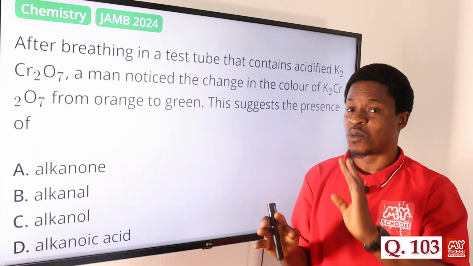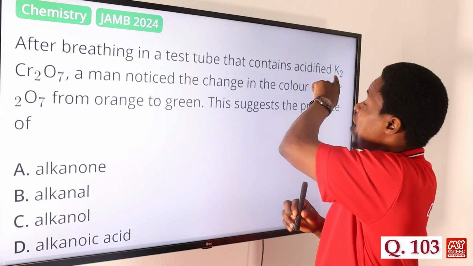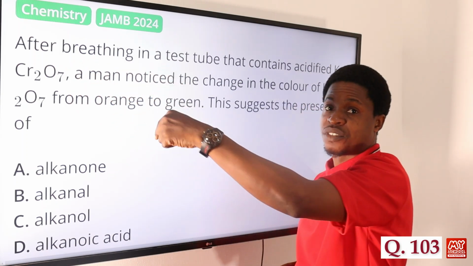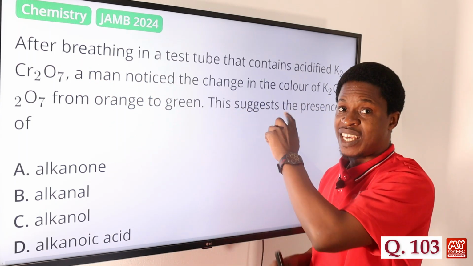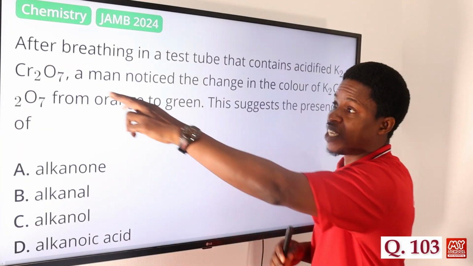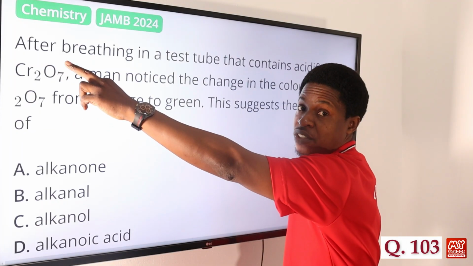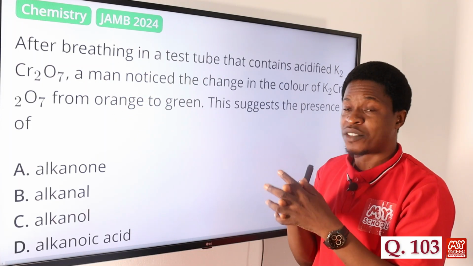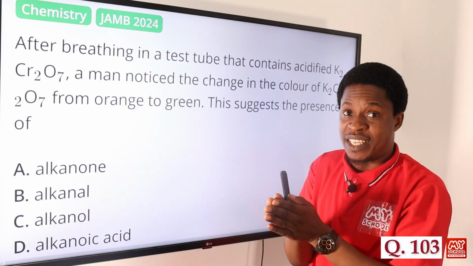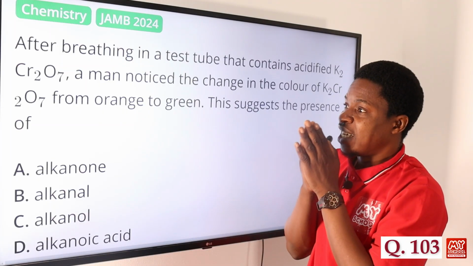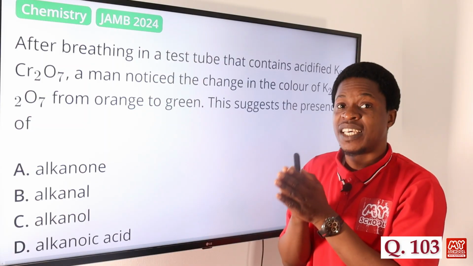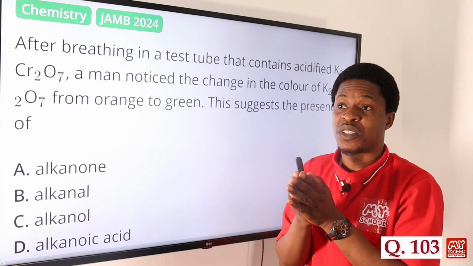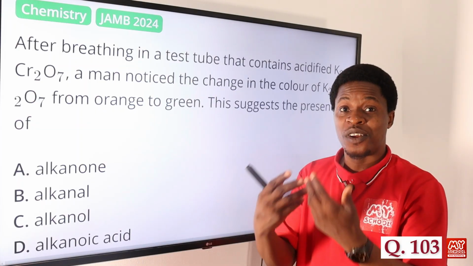What actually happened is that the Cr2O7 2- ion has been reduced to Cr3+. There is reduction that has taken place from Cr2O7 2- to +3, with a decrease in oxidation number. Because of that, it has shown that most likely the man had consumed food or drink that has alcohol content in it.